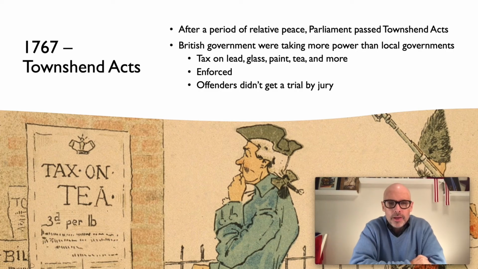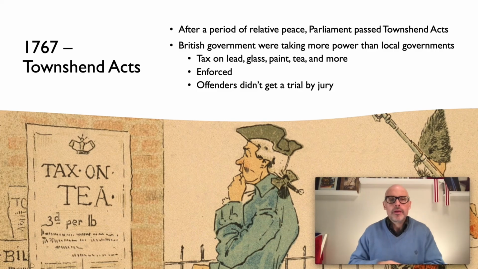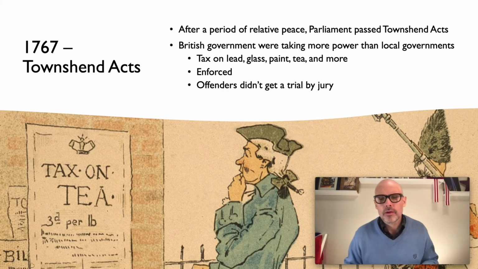And this is when the British government would take more power from the local governments. They would tax lead and glass and paint and tea and other things. And just like the Sugar Act and the Stamp Act, they would enforce it more, right? And the offenders didn't get a trial by jury. And that's a big thing here. People could just be taken and put in jail just because the governor didn't like you. So that was a big deal, and you got these taxes and they're being enforced.